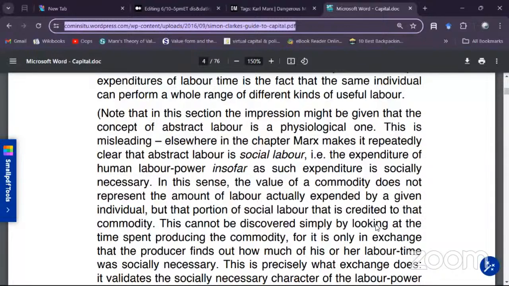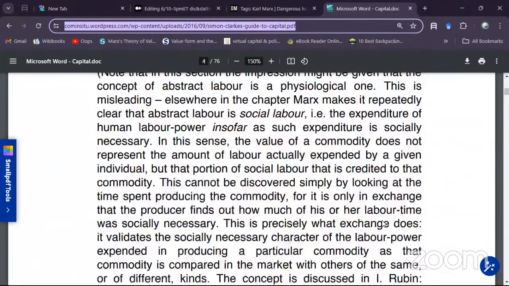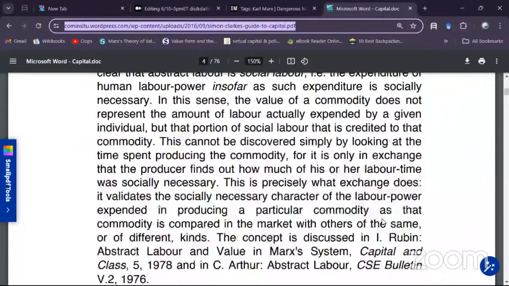This cannot be discovered simply by looking at the time spent producing the commodity, for it is only in exchange that they find out how much his or her labor time was socially necessary. Ultimately, that's what is my time worth when they're selling it for 10 cents, whatever. This is precisely what exchange does. It validates the socially necessary character of the labor power expended in producing a particular commodity as that commodity is compared in the market with others of the same or of different kinds. And this is in Rubin's work.